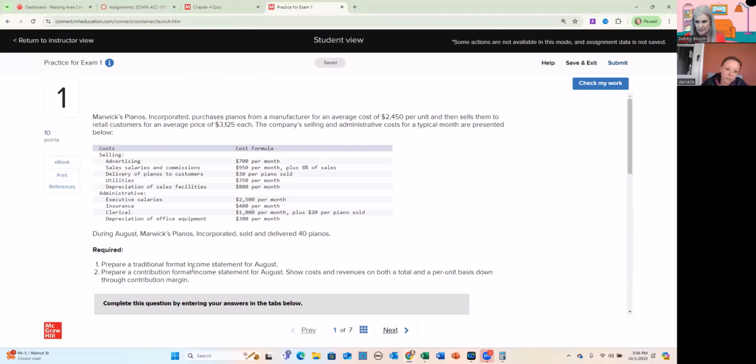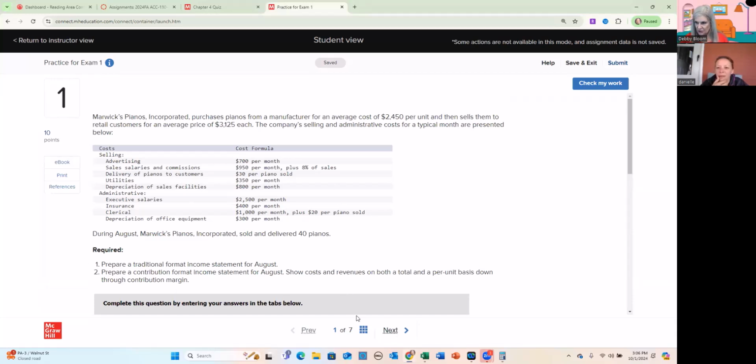So we have one, which is the traditional and contribution. Leah, you can chime in too, and you can unmute yourself. But if you don't want to unmute yourself, you can always do it by chat. I have three monitors up here, so I'm keeping the chat on a separate monitor.